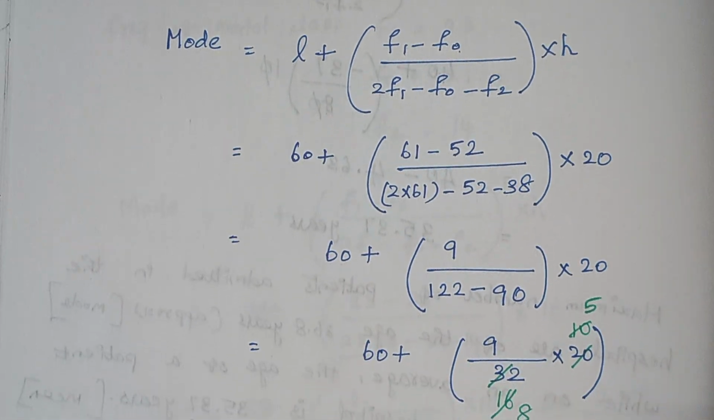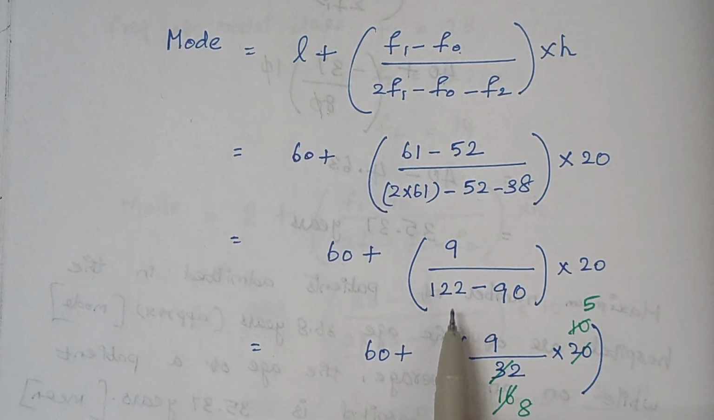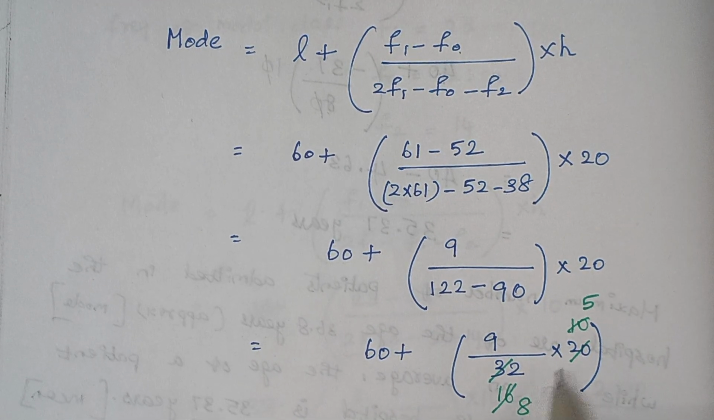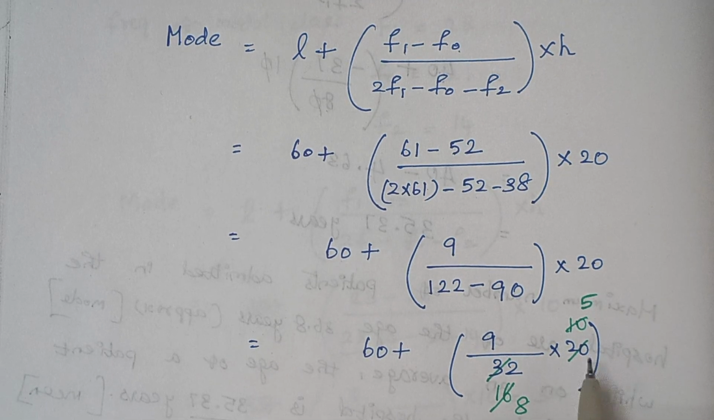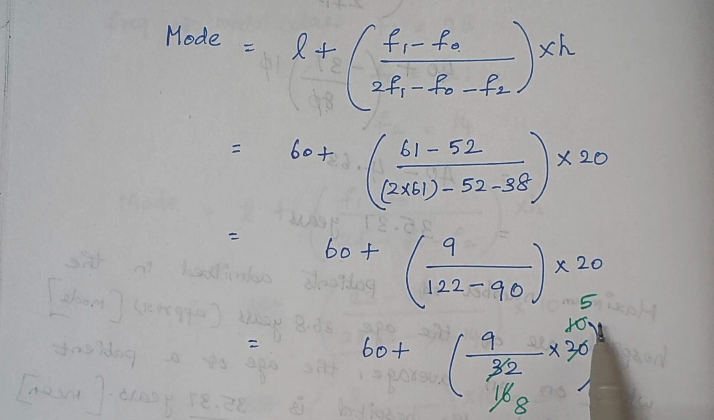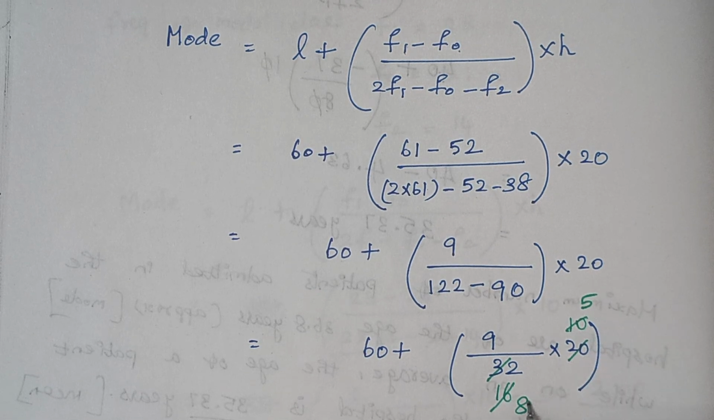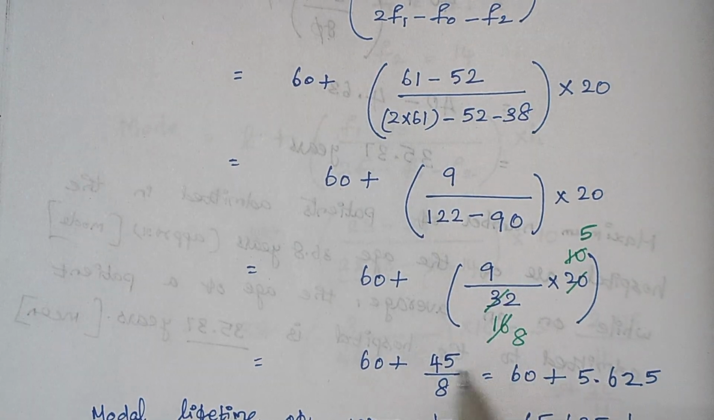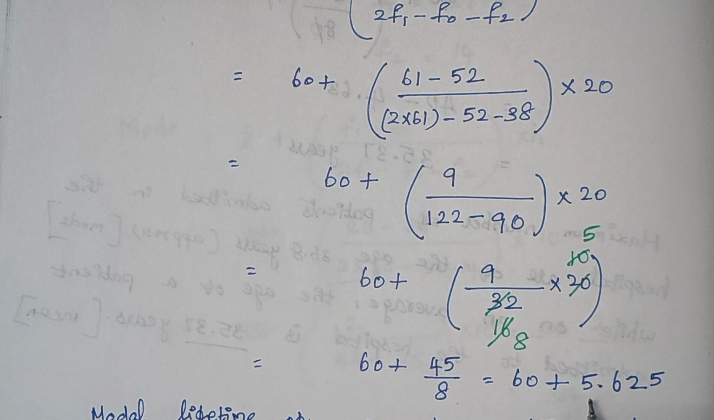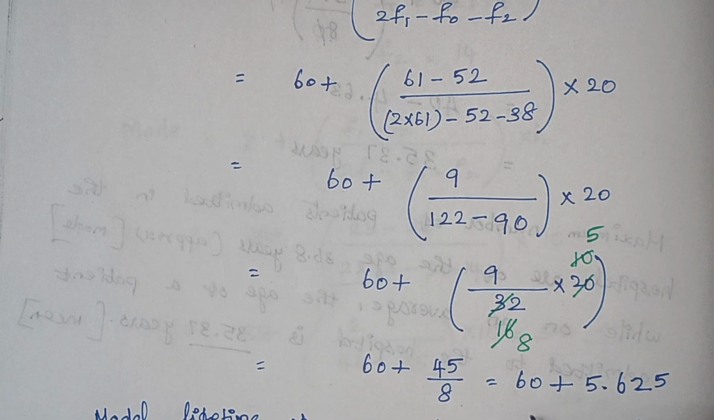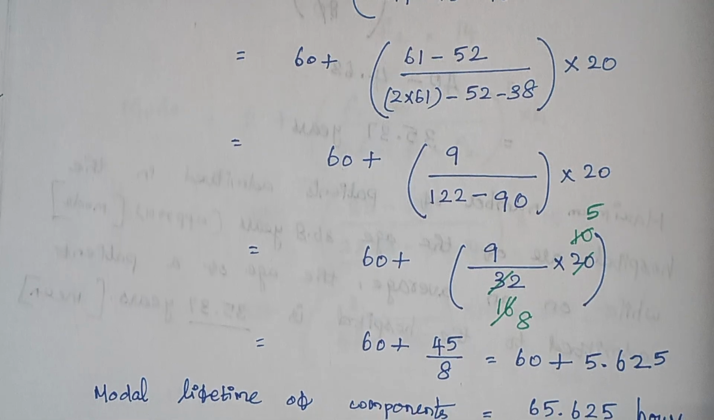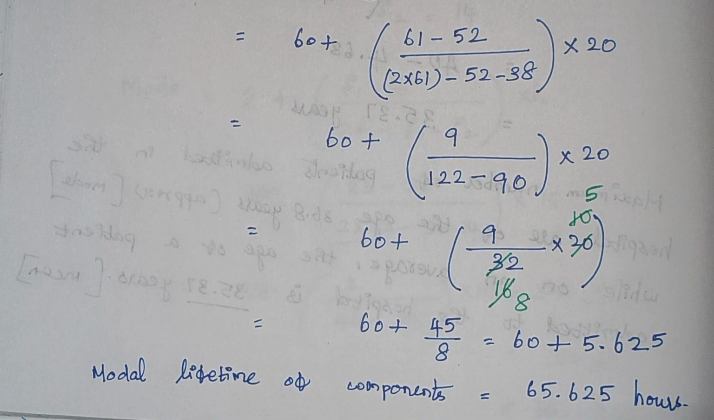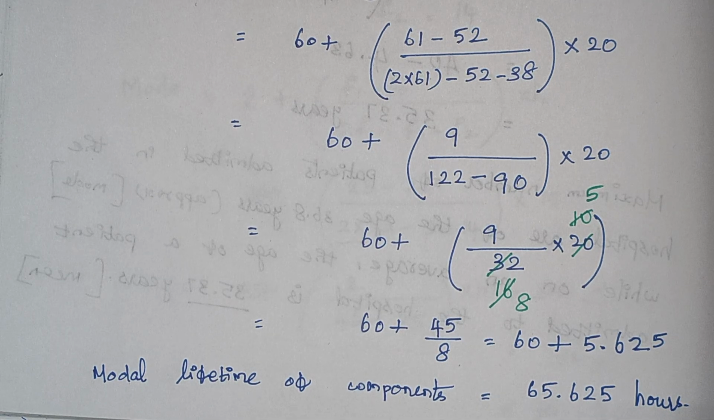So here when you solve, you see 60 plus 9 by 122 minus 90 is 32, multiplied by 20. So 20 and 32 they cancel, you see. They get cancelled by 5 and 5 times and 8 times by 2. So 60 plus 9 fives are 45 by 8, and when you solve here the answer is 5.625. So 60 plus 5.625 gives the answer 65.625 hours. So the modal lifetime of the component is given by 65.625 hours.